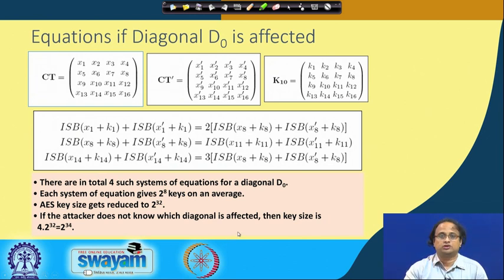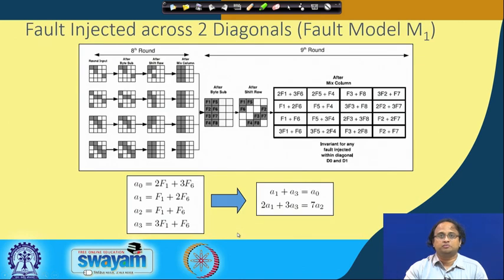Okay. So now you may wonder what happens if the fault propagates to more than 1 diagonal. This is the scenario that we will cover next. Remember that in the previous case, the attack essentially works because you are reducing the key size to 2 power of 32 values. In this case also, you will see that there is an information theoretic reduction of entropy.